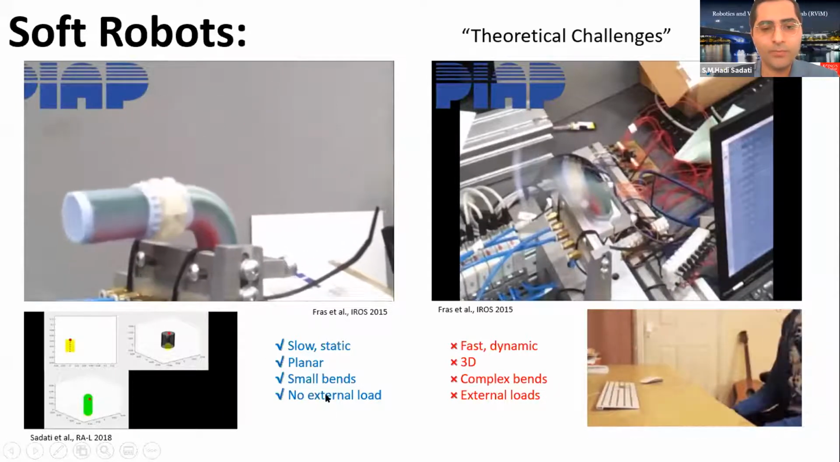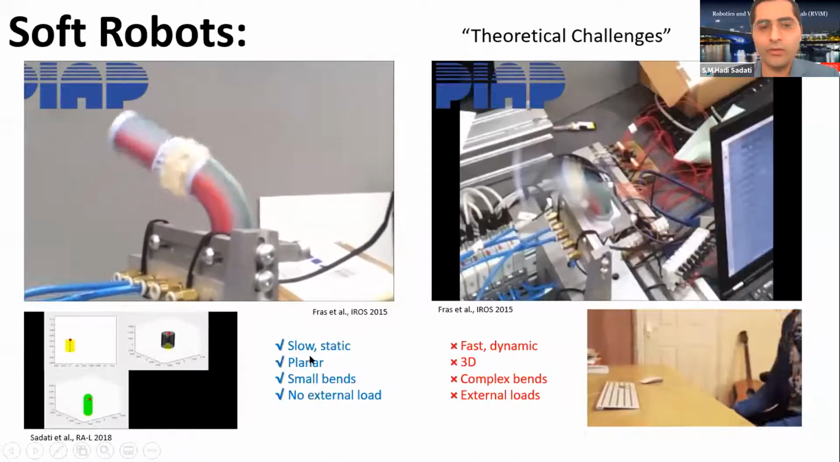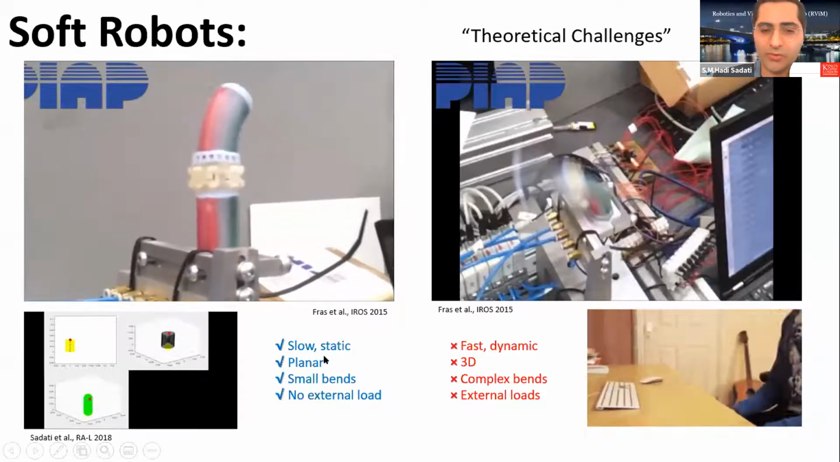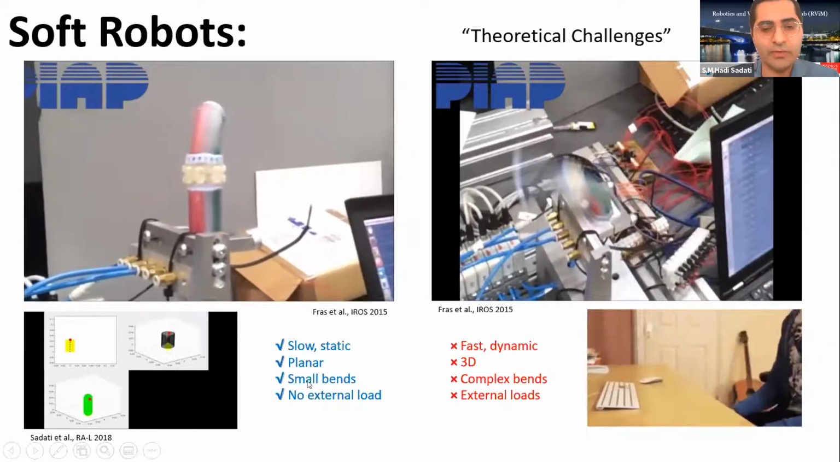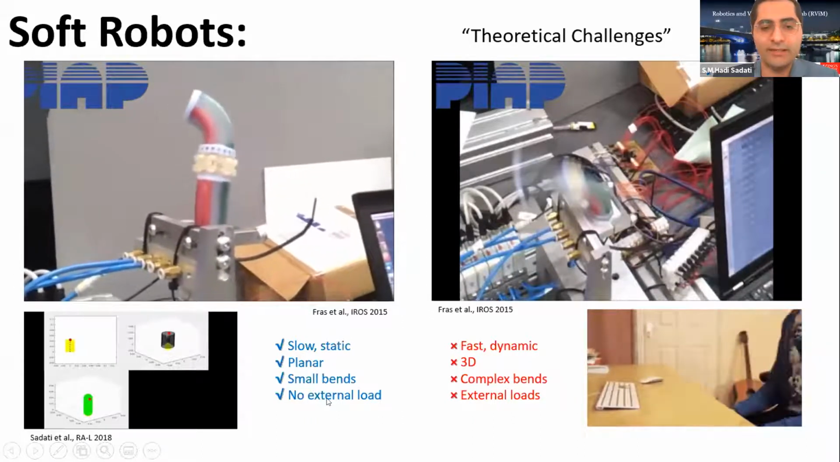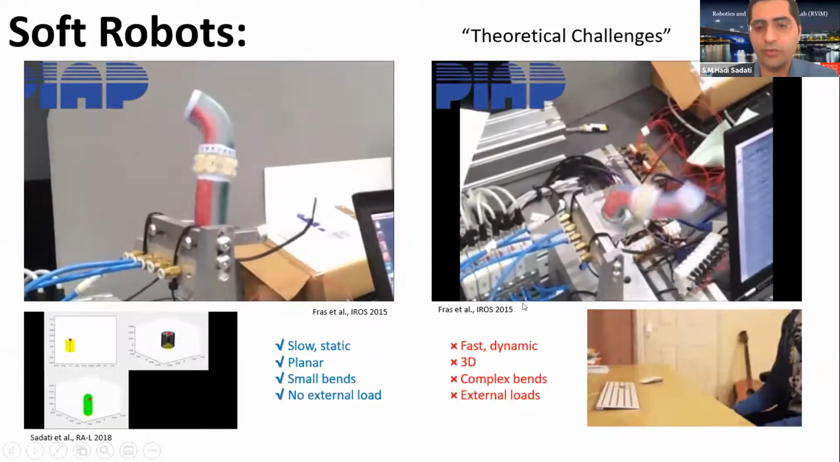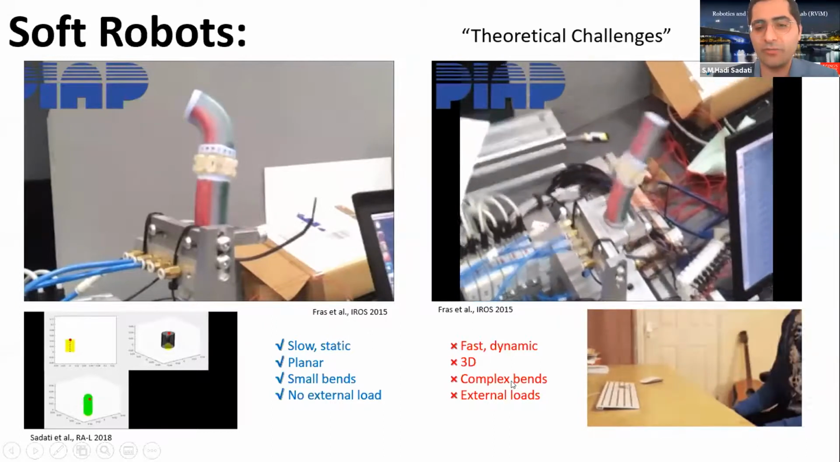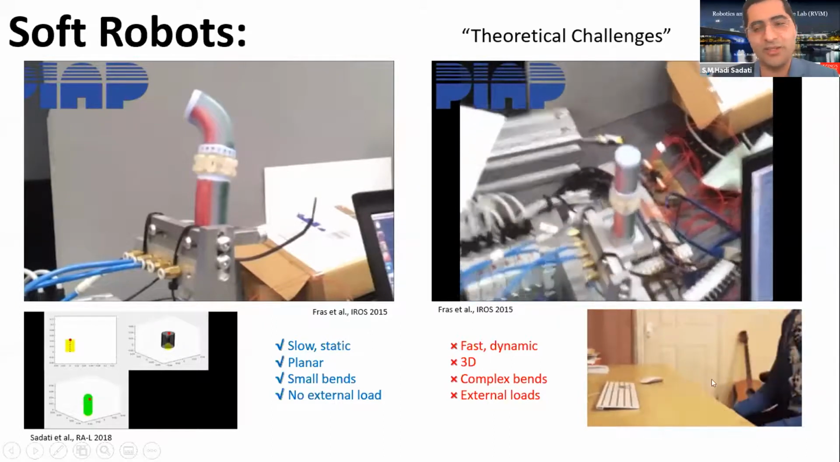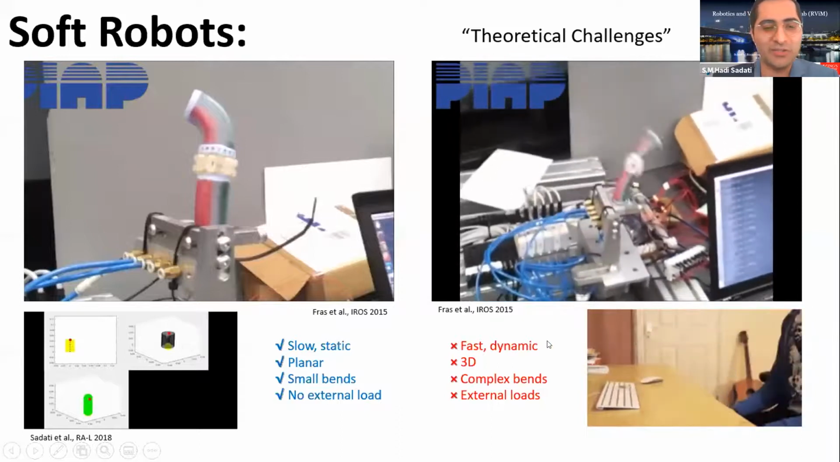It's fine to model them when they're doing slow static motions in the plane. They exhibit small bends and no external loads are in place. But as soon as we get fast dynamic motions in 3D with complex bends, like this, it's really hard to handle.